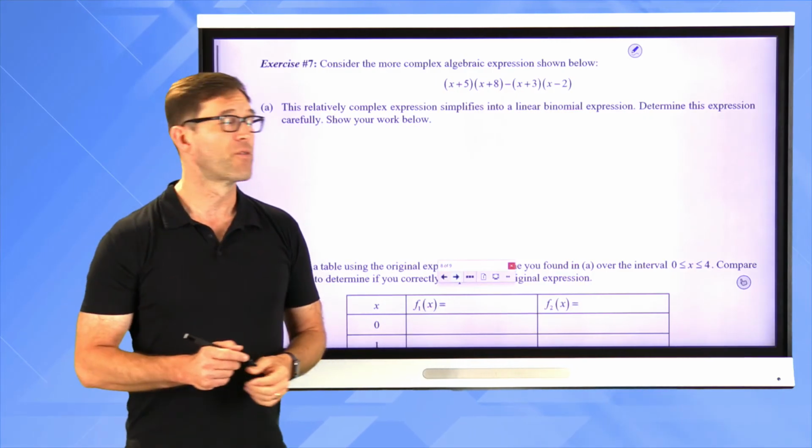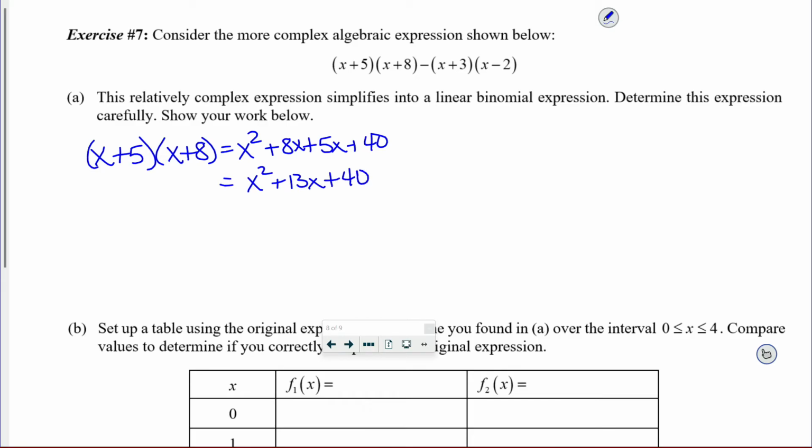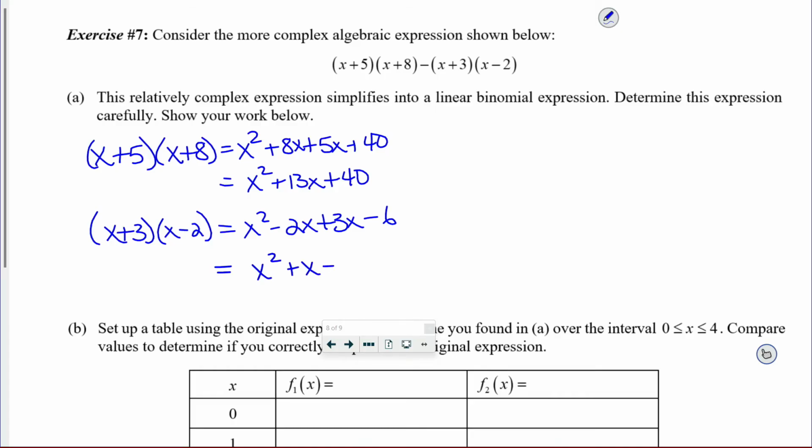All right, first let's figure out what x plus 5 times x plus 8 is. That's going to be x squared plus 8x plus 5x plus 40. So that's going to be x squared plus 13x plus 40. And then let's do x plus 3 times x minus 2. That's going to be x squared minus 2x plus 3x minus 6. That's going to be x squared plus x minus 6.